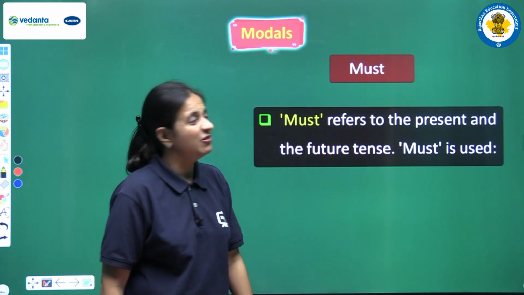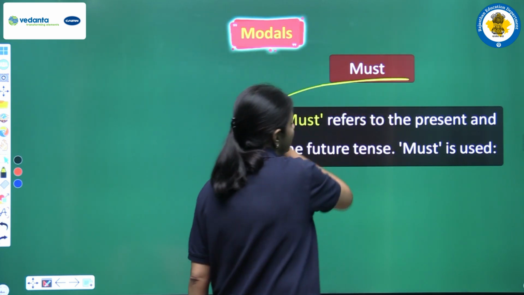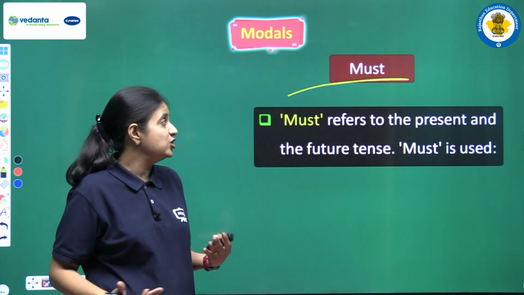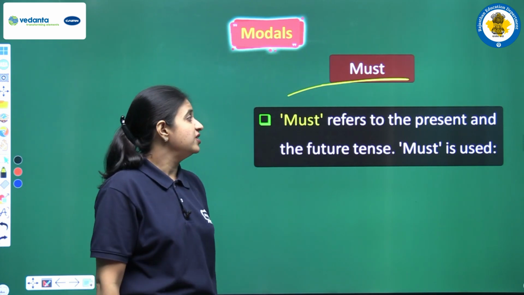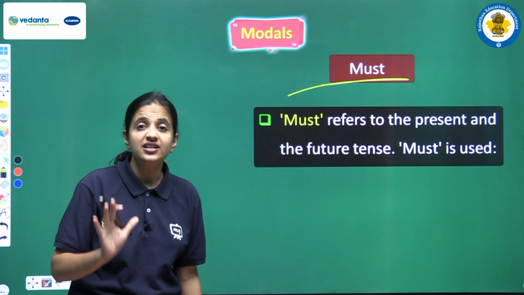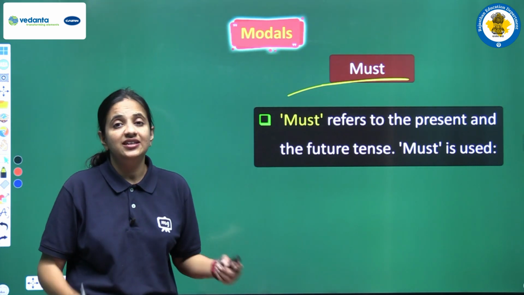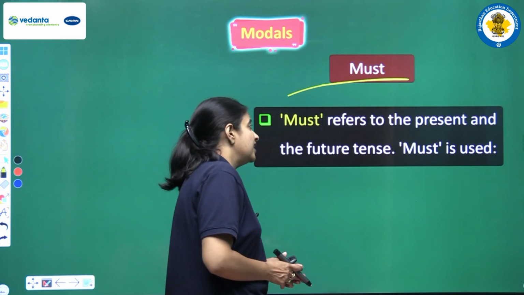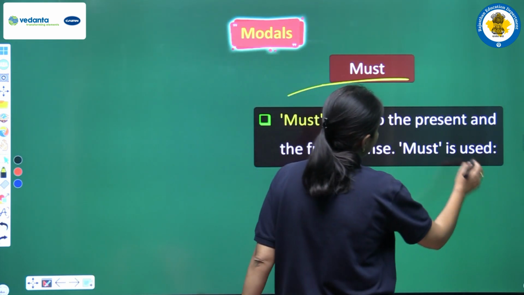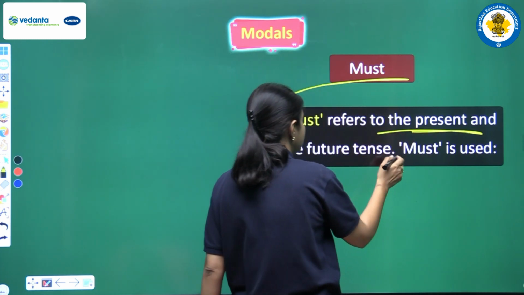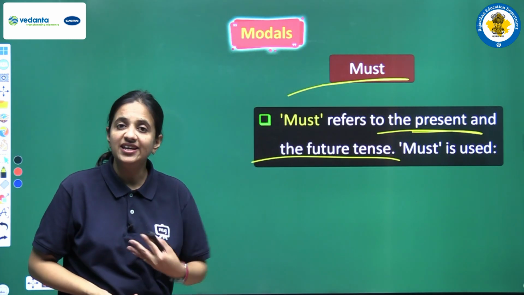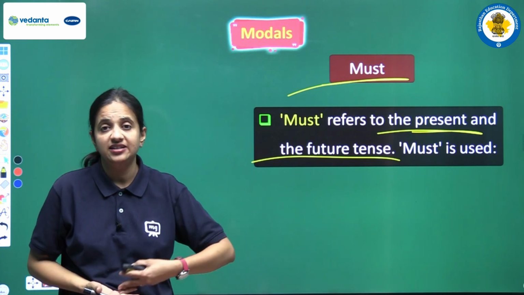Moving on further, we are having our next modal, that is must. So now we will study our next modal, that is must. Let's see what is must, where it is used. Must refers to the present and the future tenses. So first of all, the important thing that we have to be careful about is that must is associated with the present time, present tense and the future tenses. We do not use it in past tense; it is used in present and future.